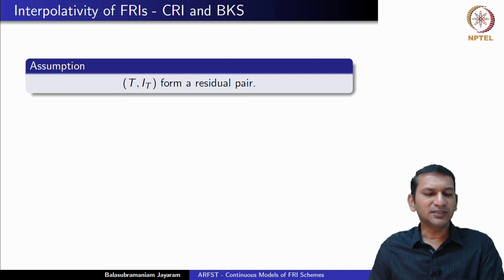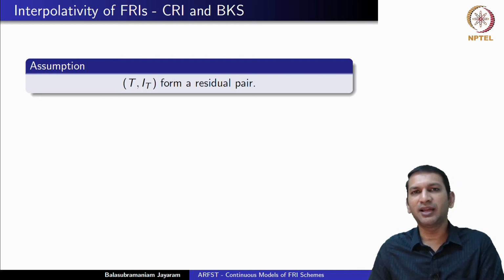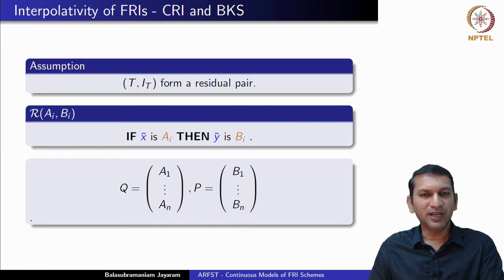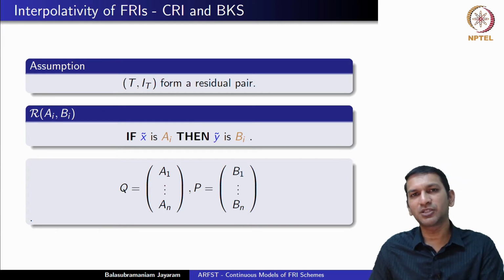Now, when we discuss interpolativity of FRIs, whether it's the compositional rule of inference or the Bangalore-Kohout subproduct, our basic assumption was we are in the realm of a residuated lattice. That means T is a left continuous T norm and I_T is its corresponding residual implication. We have a set of if-then rules. We obtain the matrix Q from the antecedents of these rules and the matrix P from the corresponding consequents of the rules.